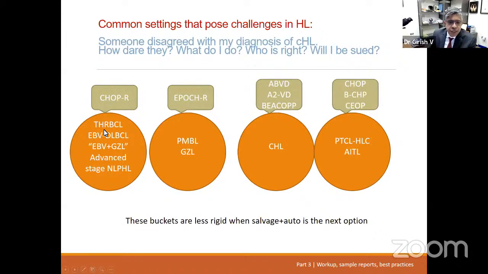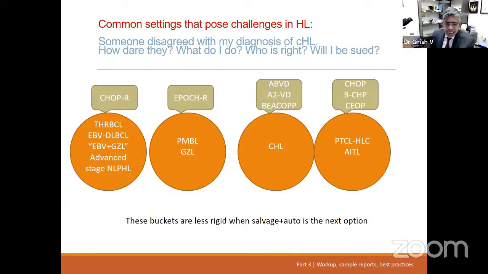So typically, T-rich B, EBV large cell, EBV gray zone lymphoma, that the French people call it as, an advanced stage and LLPHL get treated with CHOP-R. You use EPOCH-R for PMBL and gray zone lymphoma. This is a big daddy of CHOP-R. For CHL, it's ABVD or A-square VD, which is Adcetris or brentuximab with, and then you have BEACOPP, which the Germans use. For PTCLs or AITL, treatment is usually CHOP, BCHP, which is brentuximab, which has become popular these days, or COP if patients have cardiac failure. Yeah, they remove the anthracycline.